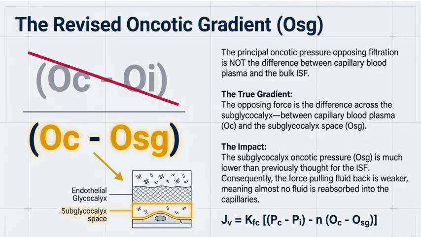Now the key point is that the subglycocalyx space has a very low protein concentration, much lower than that of the interstitial fluid. So the effective oncotic gradient is smaller than we previously assumed. This means the pulling force back into the capillaries is weak. Hence, reabsorption is minimal or absent.